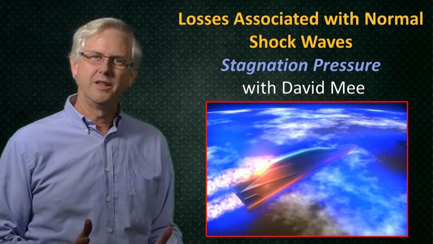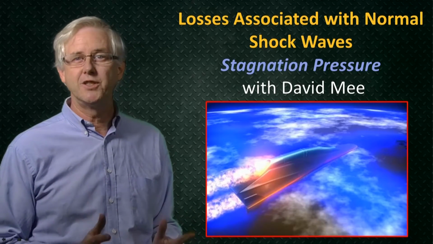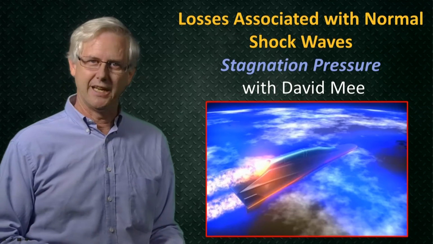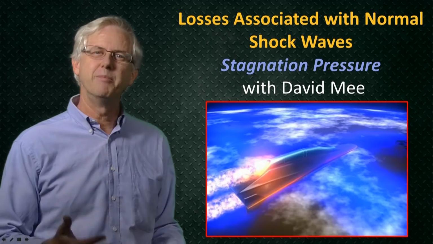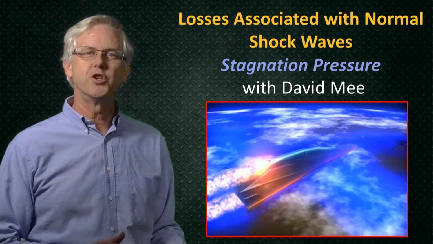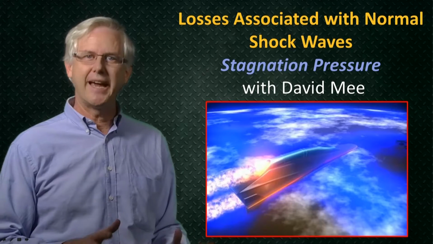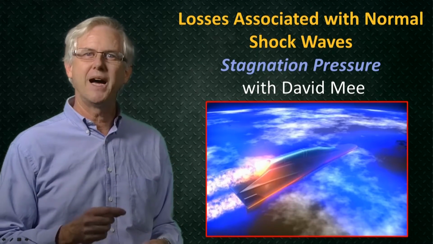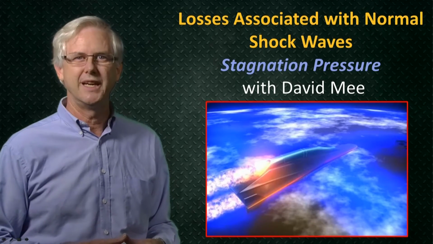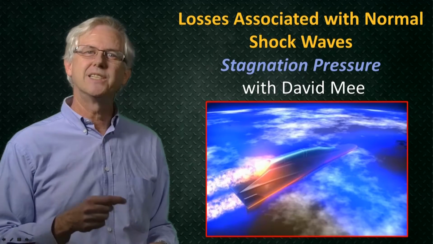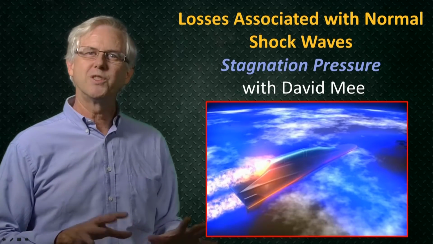We now move on to look at the losses that are associated with normal shock waves. We use the term loss here to indicate a loss of the ability to extract work from the gas. This usually implies an increase in the entropy of the gas. And that's what we have when a flow passes through a normal shock wave. Its entropy increases.